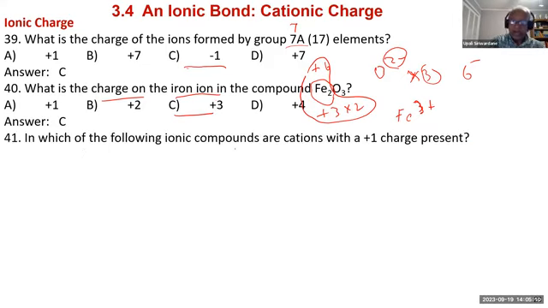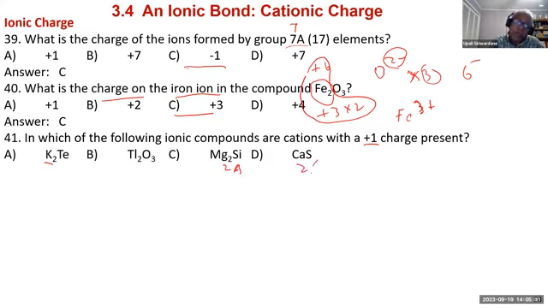Which of the following ionic compounds contains cations with a positive 1 charge? This is group 1A. This is not group 1A; that's group 2A. That's 2A. I think that's group 3A. That's the 1A. So 1A forms +1 cations. Therefore, the answer should be A.